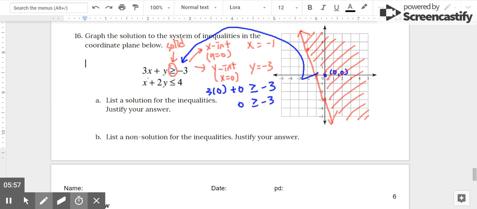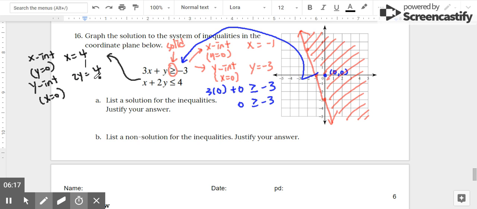So let's just graph another one. This one, let me just change the color. X-intercept when y is 0. So y is 0 now, so x is equal to 4. Y-intercept, which is x is equal to 0. So x is 0, so 2y is 4. Y is 2. So let's graph this. X is 4, y is 2.